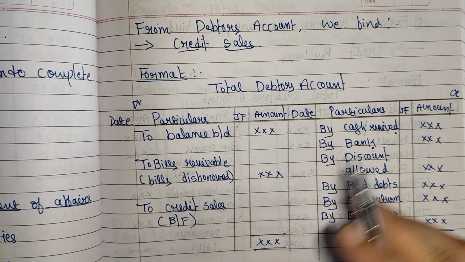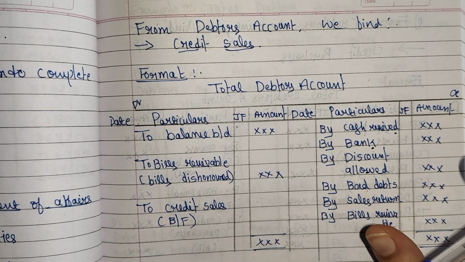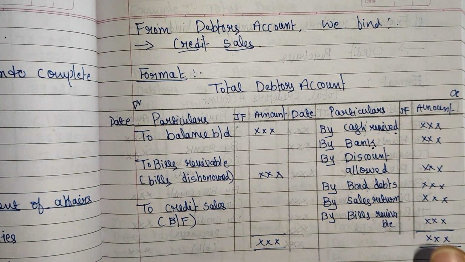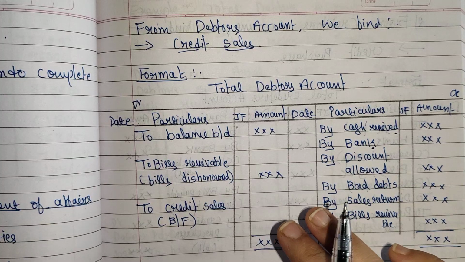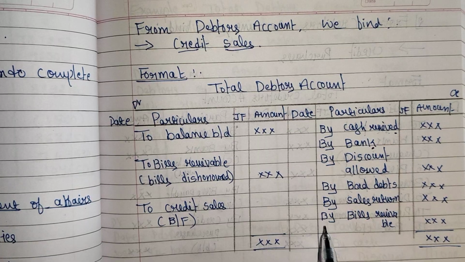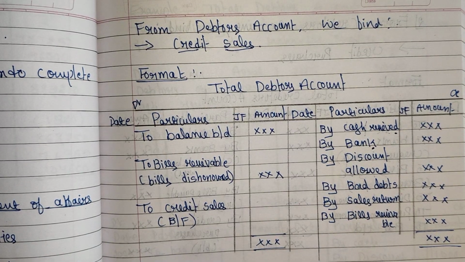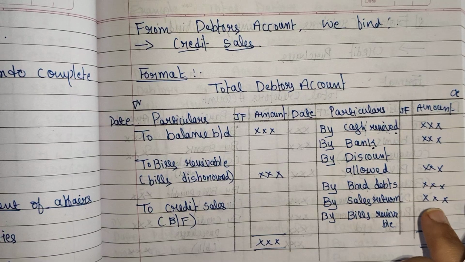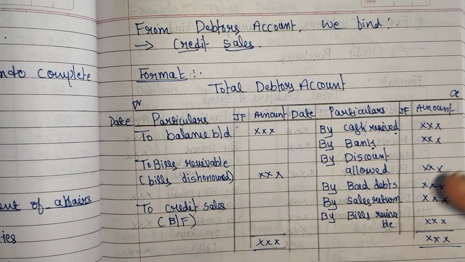By bad debts means that is amount not recoverable from the customers. That time also debtors reduces. And sales returns means goods returned by customers. That one we need to enter on the credit side of the debtors account. And by bills receivable account means when debtors give bills, the debtor account decreases. When debtor gives the bill, the debtor account decreases. That comes under credit side.